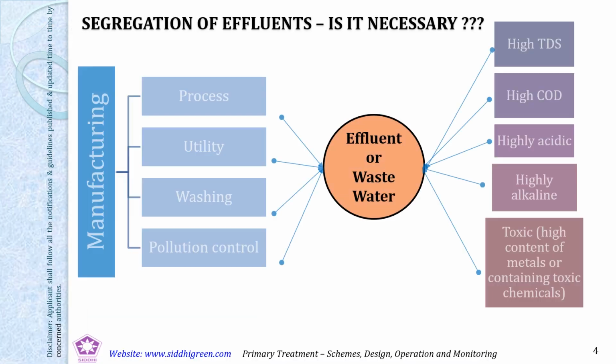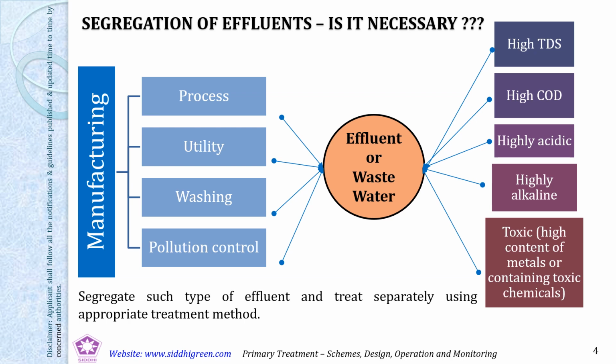Segregation of effluent. Segregation is necessary to avoid mixing up of highly polluted streams, which may alter the efficiency of ETP. Effluent shall be segregated on the basis of high TDS, high COD, highly acidic, highly alkaline, and toxic, which shall be then analyzed and treated separately using appropriate treatment method.